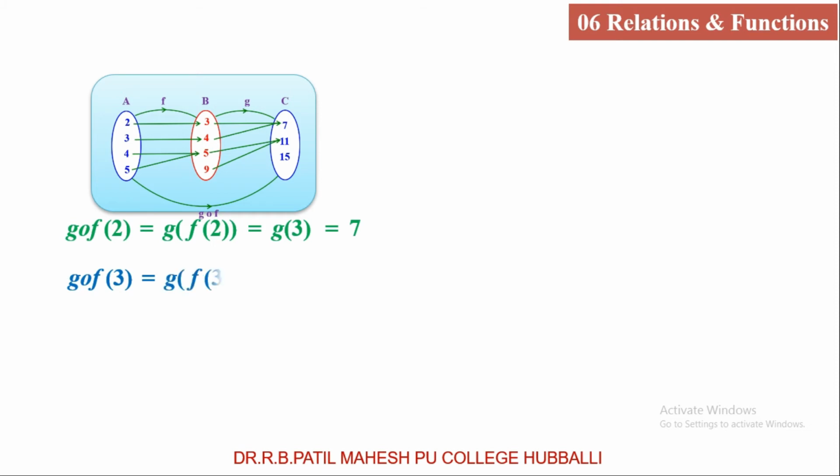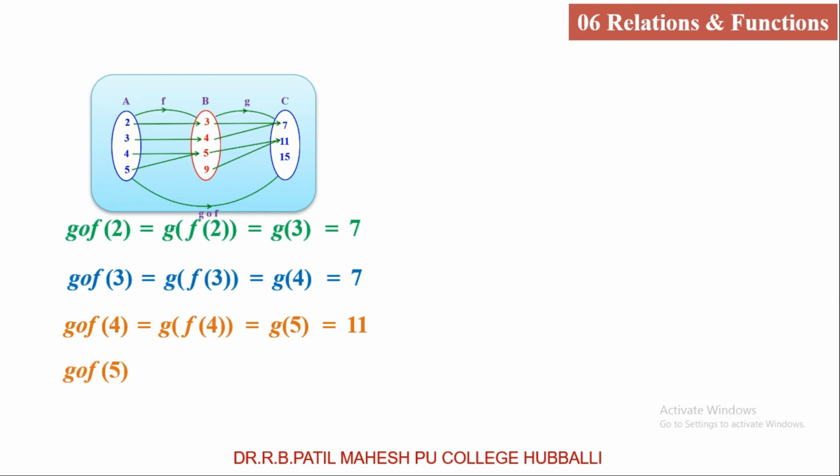This is the first. Second, G composition F of 3, follow the same manner. G of F of 3 is equal to G of 4, because F of 3 is 4 here. So G of 4 will be 7 because of the connection that you can see, 4 is related to 7. Next, G composition F of 4. G of F of 4 is equal to G of 5, since the F of 4 value is 5. So G of 5 will be 11, that I am seeing from the diagram.